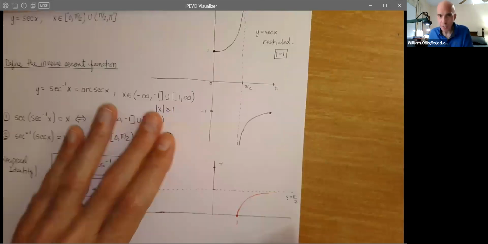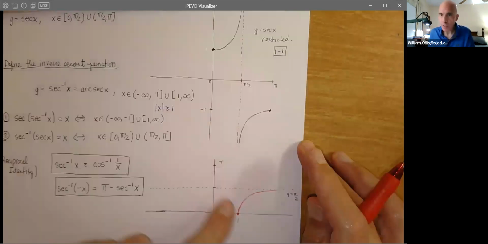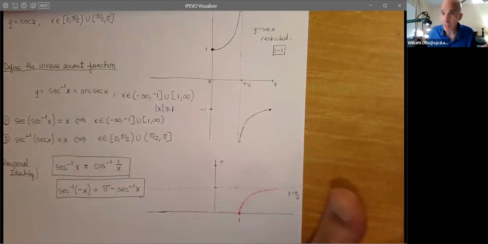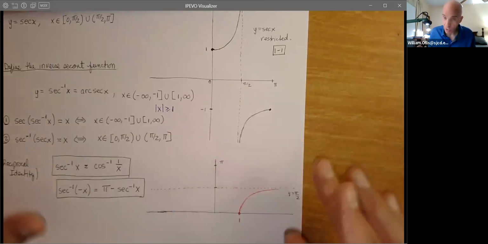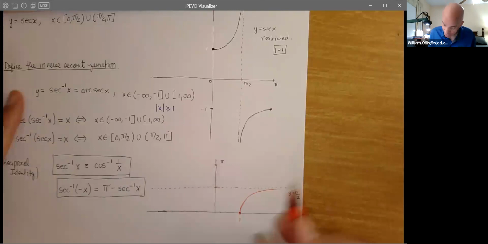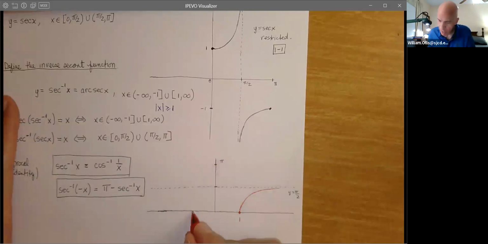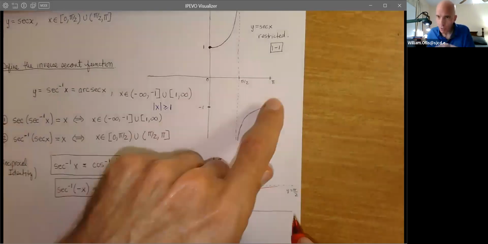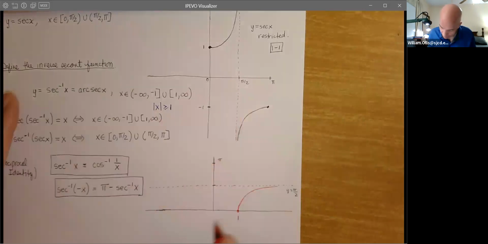So again, this function increases, so does the inverse function. That's easy to prove. That doesn't even require calculus. You could prove that. And then negative one. So here we have (pi, negative one), that becomes (negative one, pi).